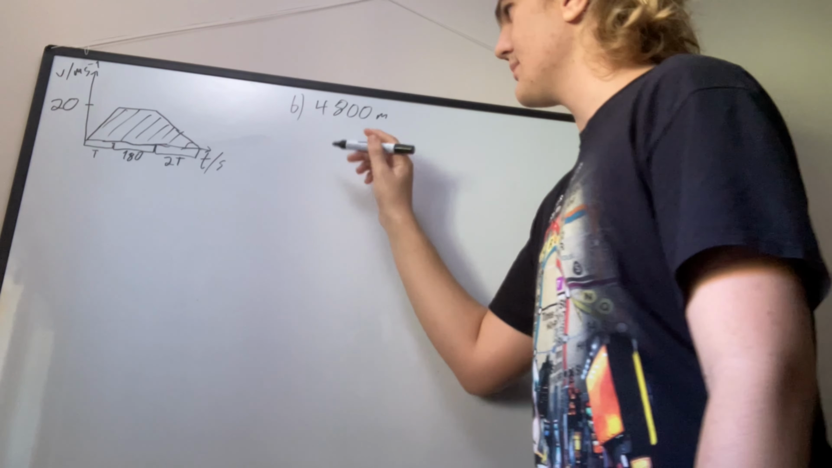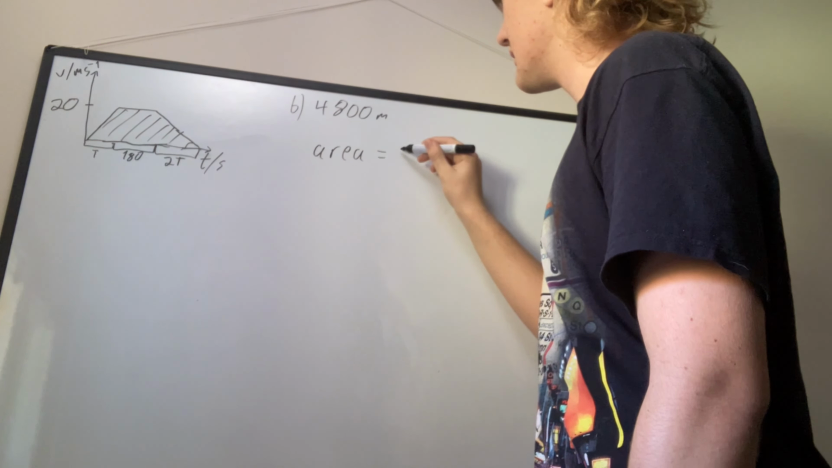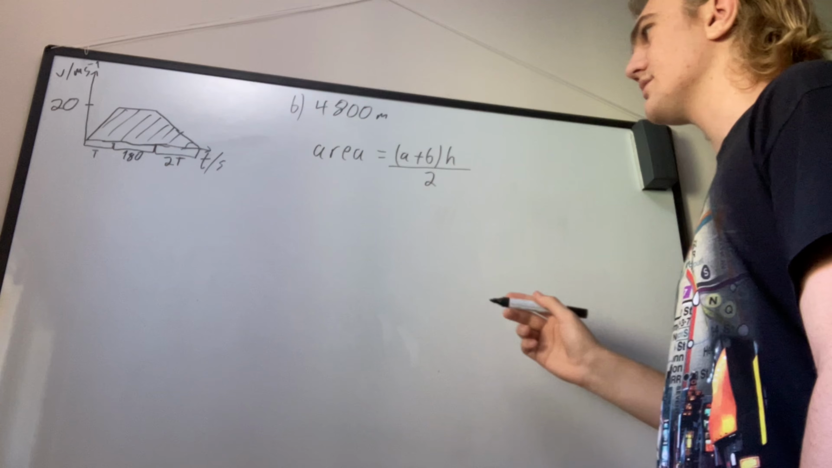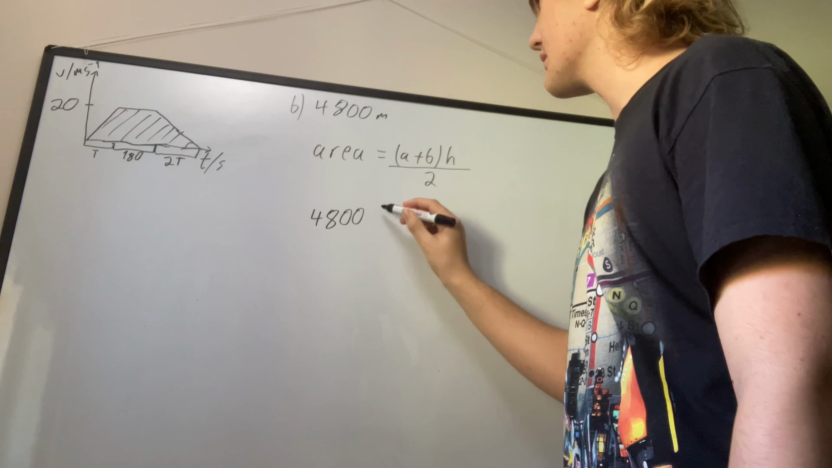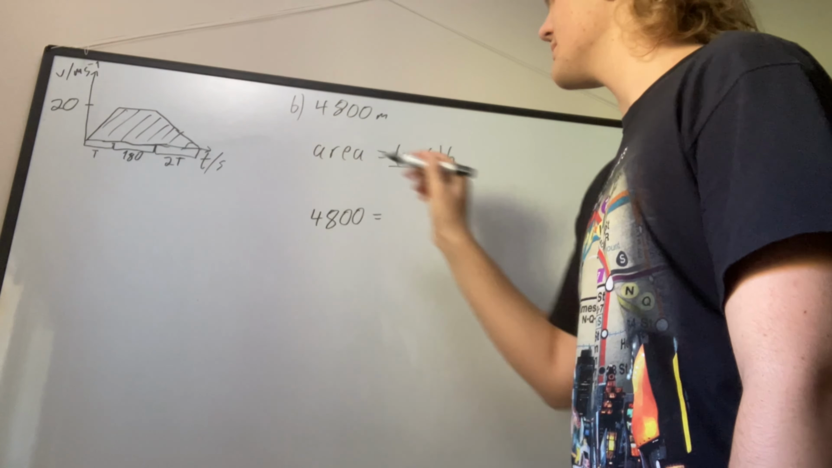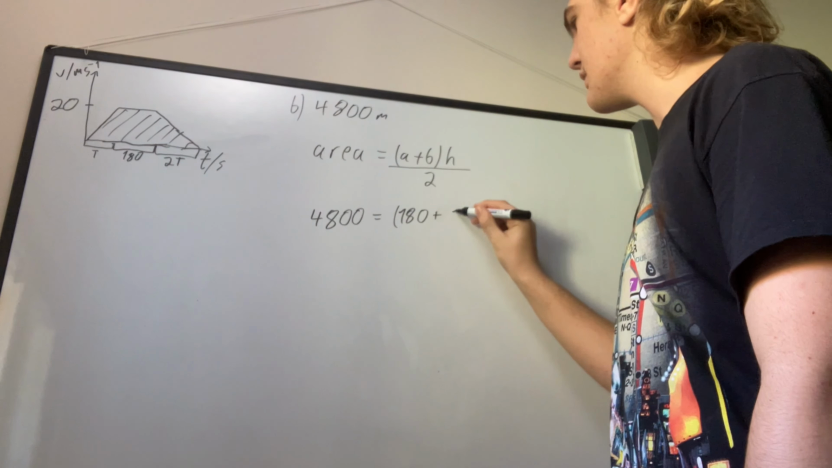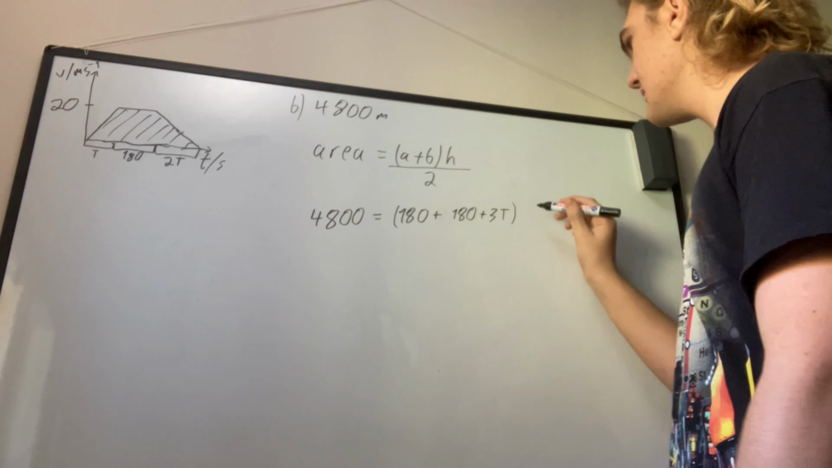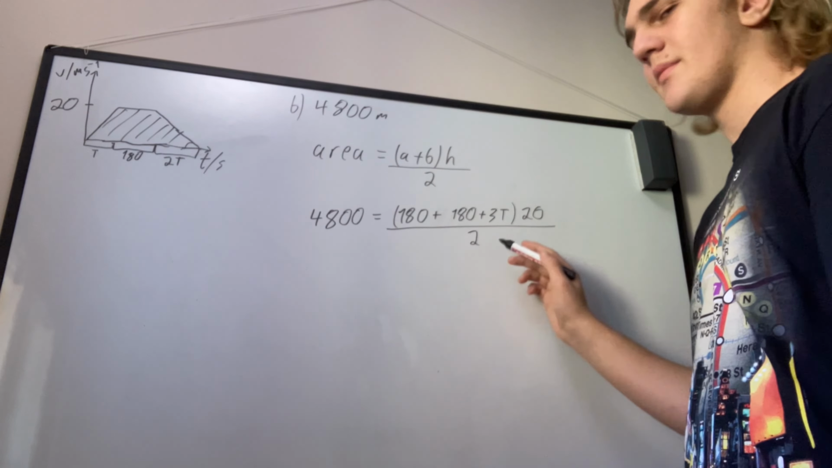So this is a trapezium shape, and the area of a trapezium is A plus B times the height divided by 2. So the top length plus the bottom length times the height, all divided by 2. So, and that would be the area, which is the distance traveled, 4,800 is equal to, the top side is 180, plus the bottom length is in total 180 plus 3t. And then the height is 20 divided by 2. So 20 divided by 2 is 10.